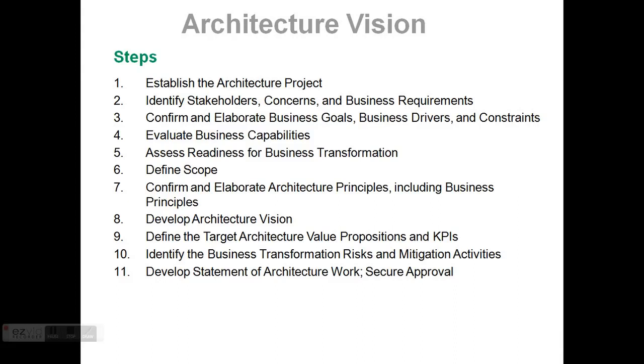Identifying the key stakeholders and their concerns and objectives, and defining the key business requirements to be addressed in the architectural engagement is the main point of this activity or this step. Stakeholder engagement at this stage is intended to accomplish three important objectives. Okay, so in step 2 we have three important objectives.